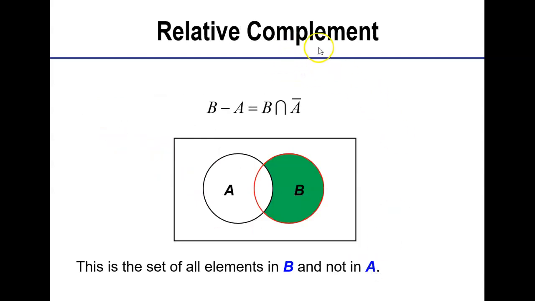Okay, now relative complement. The set difference of B and A is equal to B intersect the complement of A. This is the set of all elements in B and not in A. So if you look here, all the elements are shaded over here in B, right? But those are all the elements that are not in A. So therefore you can see that we have elements over here that are in B, that are in A, but then the ones that are shaded are the elements of B that are not in A.